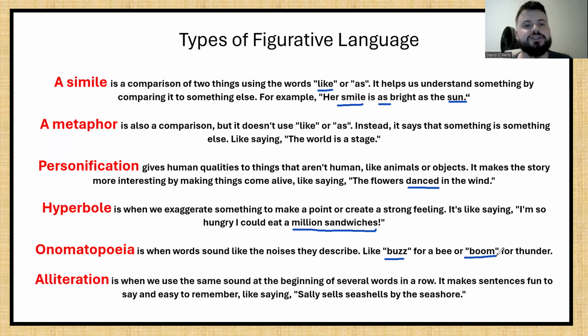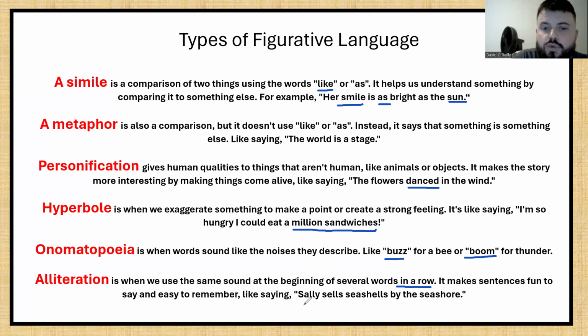And then finally, we've got alliteration. And this is when we use the same sound at the beginning of several words in a row. Now, it doesn't have to be in a row. We'll talk more about that in a minute. But for now, let's understand it as the same sound repeating itself word after word, okay? But we'll talk more about that in a minute. It makes sentences fun to say and easy to remember, like Sally sells seashells by the seashore.